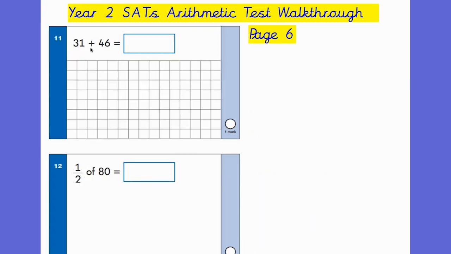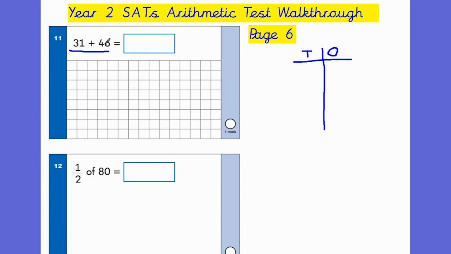Okay, let's move on. Question 11 and 12. This is page 6 now of the paper. And we've got our first 2-digit and 2-digit addition. And we've got our first fraction question. So let's do this one first. Now, for this, I would encourage all the children to draw a 10s and 1s grid. Not that you can't do it on a number line, but I just think this method is clearer.